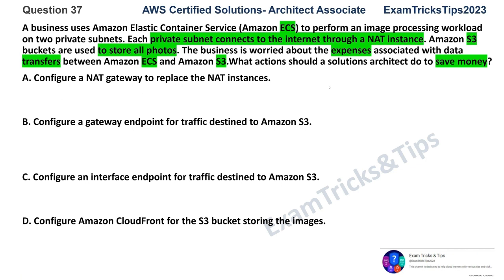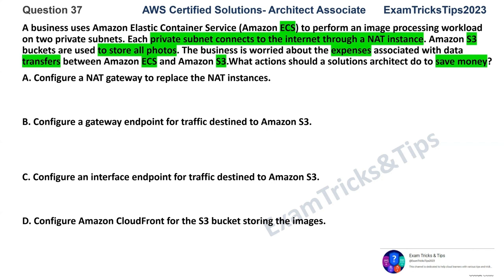What problem do we have here? We have an ECS service which is used to do image processing. Each private subnet connects to the internet through a NAT instance, and Amazon S3 buckets are used to store all the photographs. So we need to figure out the data transfer between ECS and S3, where ECS is processing the images and S3 is the storage, how that expense is optimized. And there are various options here.